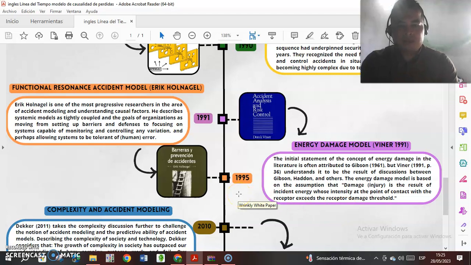In 1995 is the functional resonance accident model of Erik Hollnagel. Erik Hollnagel is one of the most progressive researchers in the area of accident models in understanding causal factors. He describes the system model as tightly coupled and the work of organizations as moving from setting up barriers and defenses to managing the system by monitoring and controlling variation, and perhaps allowing a system to be tolerant of human error.